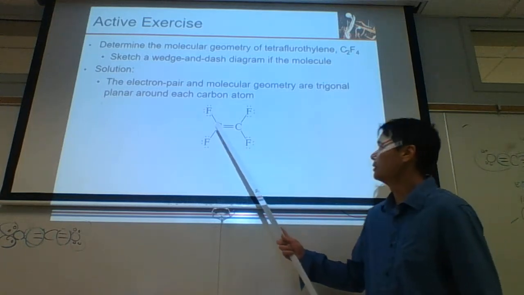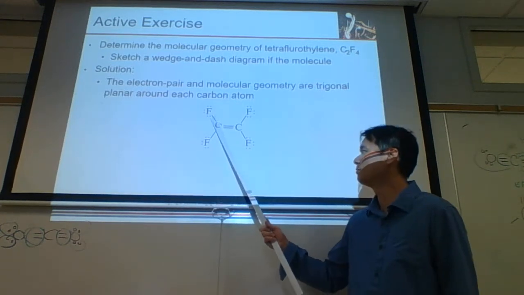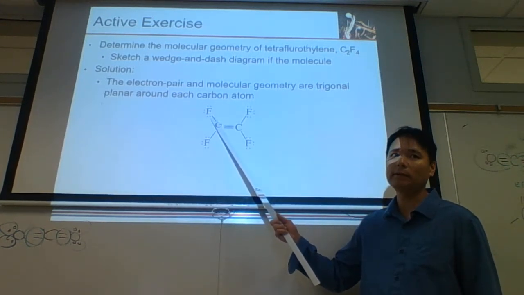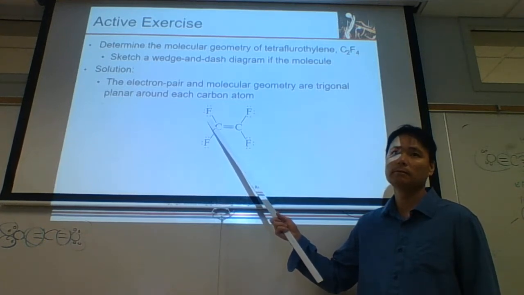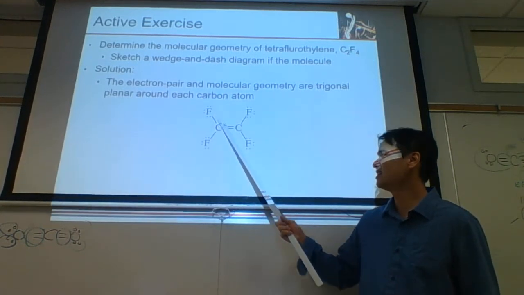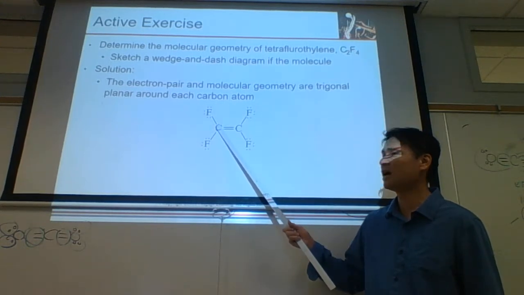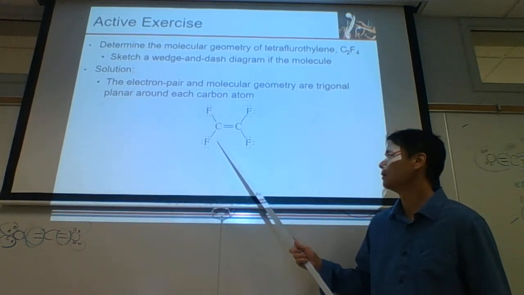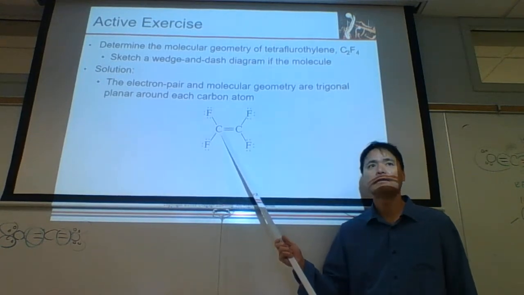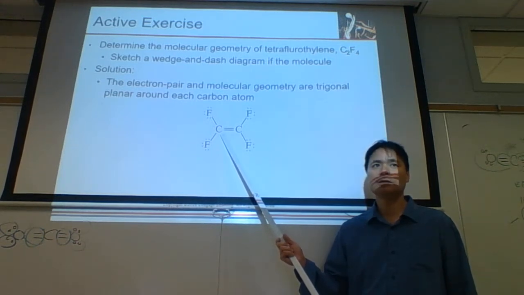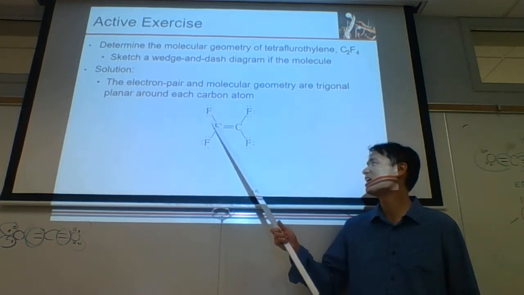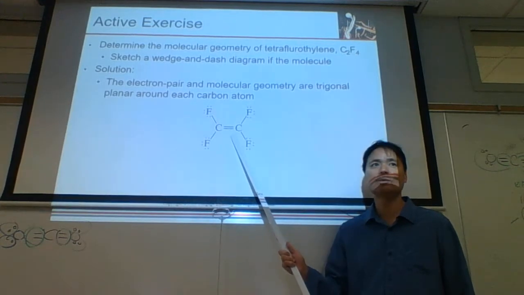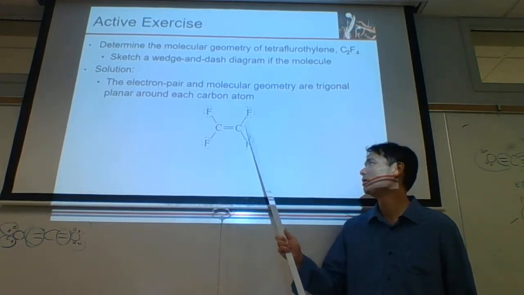Okay, let's take a look at this fluorine here. What would the EPG around fluorine be? Tetrahedral. And since this has got to be linear, because there's only one atom bonded to it. This carbon, what's the EPG on the carbon? Trigonal planar. What's the MG around the carbon? Trigonal planar, because the atoms, we've got a fluorine, fluorine, carbon, they're in the same arrangement. And it's mirrored here.